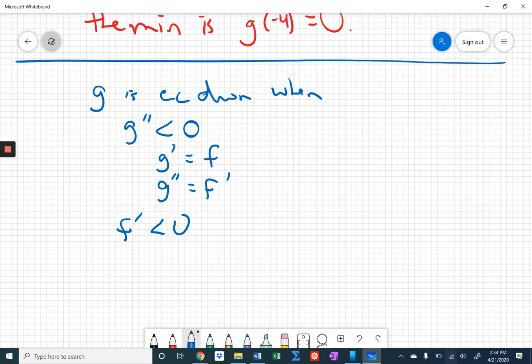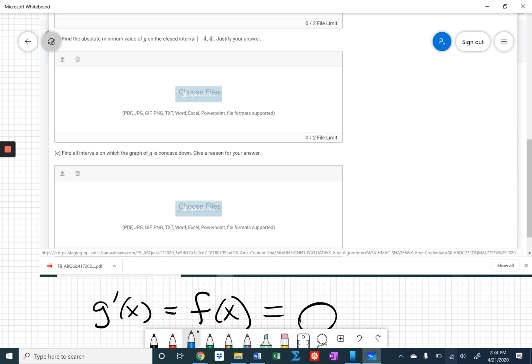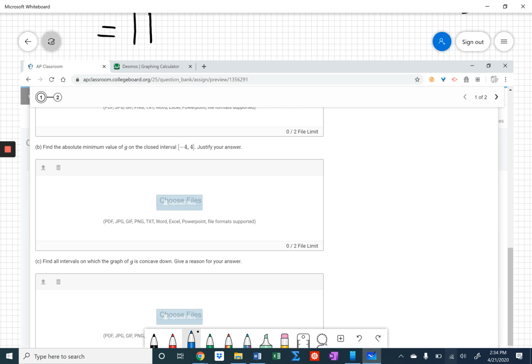What does it mean for F prime to be negative? That means that F has to be decreasing. And in their solution, they said specifically that you need to make a connection between the graph of F in your reasoning here. So you have to say that the graph of G is going to be concave down where F is decreasing. If you don't have that connection there, you're not going to get that extra point. And I think this was only a 2-point question, a point for the intervals and a point for the reasoning behind it.